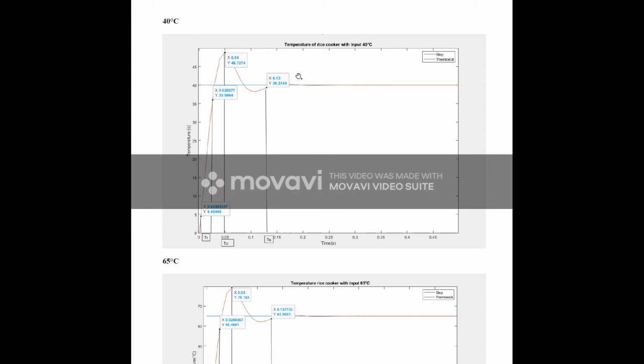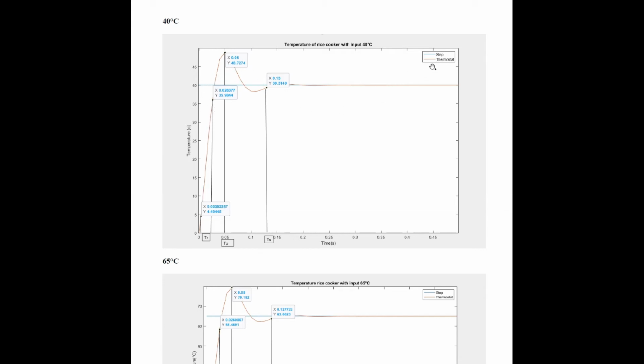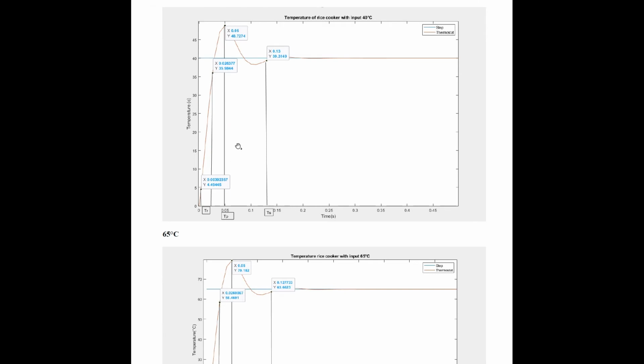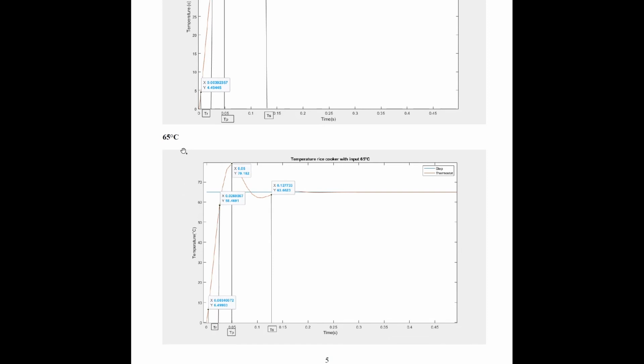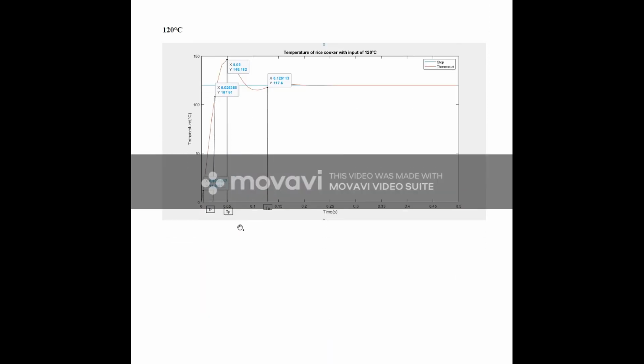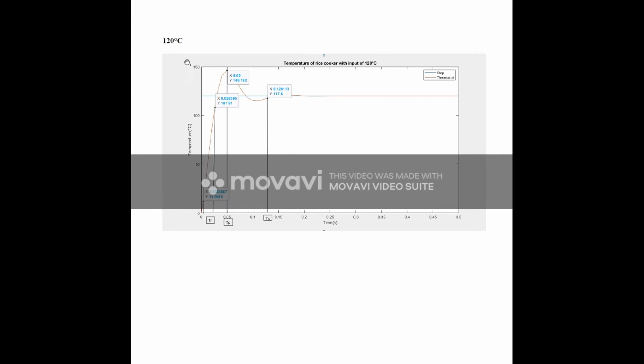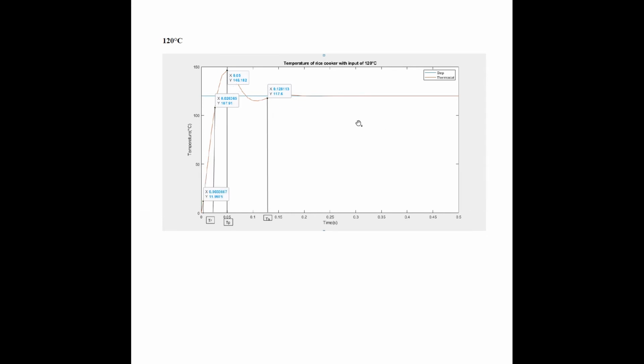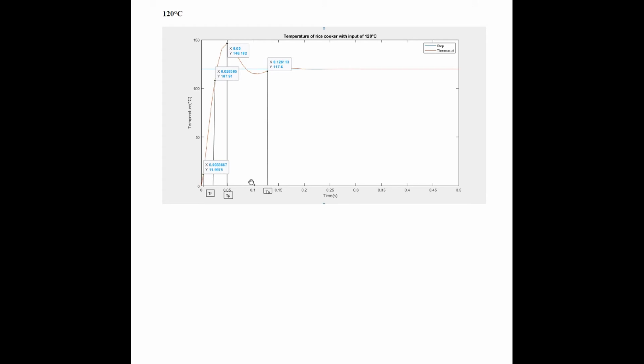And now the graph for the 40 Celsius. The red line is our thermostat and the blue line is the step. Okay, we can see here for the 40 Celsius, and this one is for the 65 Celsius. Okay, and the last one is the 120 input. Okay, so that's all for me for the simulation part.